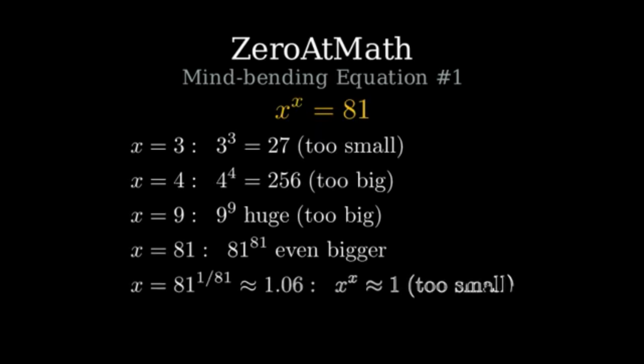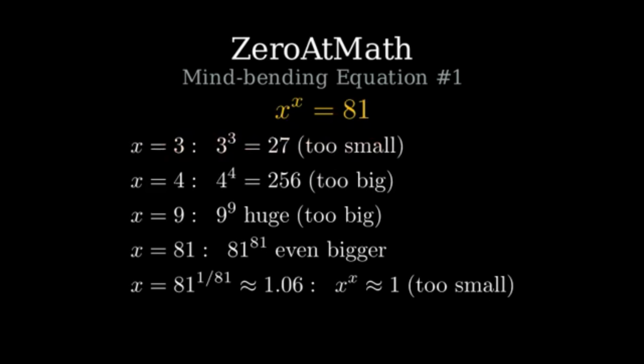Here's the first one from our list of mind-bending equations that we can solve purely algebraically, no graphs needed. Question 1: x to the x equals 81. This looks tricky at first. x raised to the power x equals 81. 81 is 9 squared or 3 to the fourth, or even 81 to the first. So maybe there are simple integer solutions? Let's test some obvious guesses.